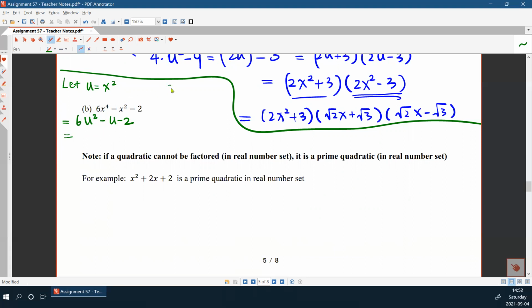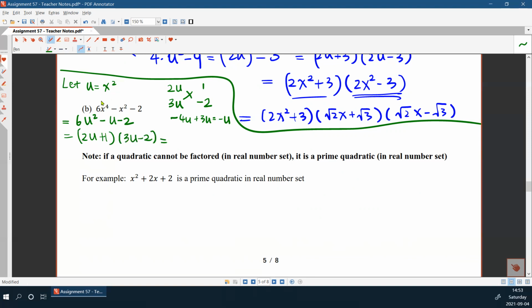And then this can be factored by using the trial and error method. So 6u squared can be factored to 2u by 3u, right? And minus 2 can be factored to 1 by minus 2 or 2 by minus 1, right? In order to have a minus u here, I think you should put a minus 2 here and 1 here. And in this way, you will get minus 4u plus 3u, which is minus u, which is the term in the middle, right? So the first factor would be 2u plus 1, and the next factor would be 3u minus 2.